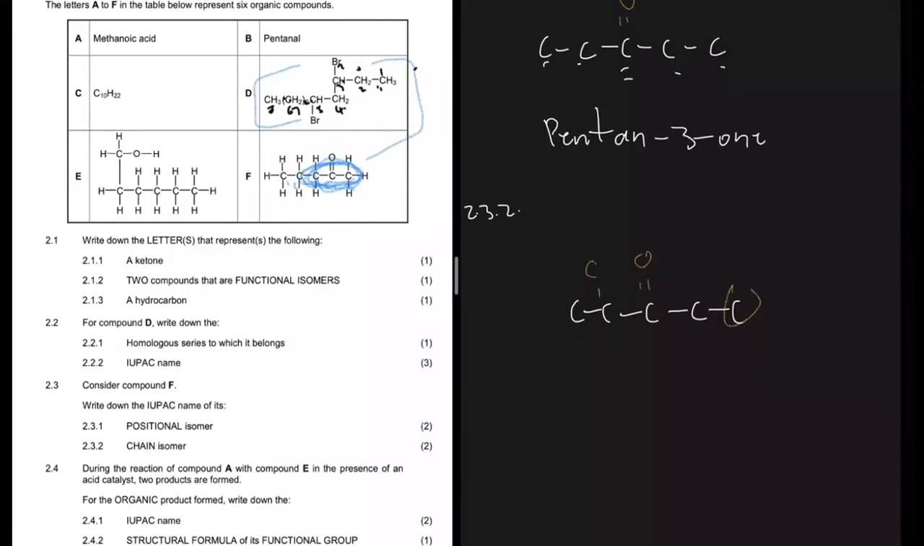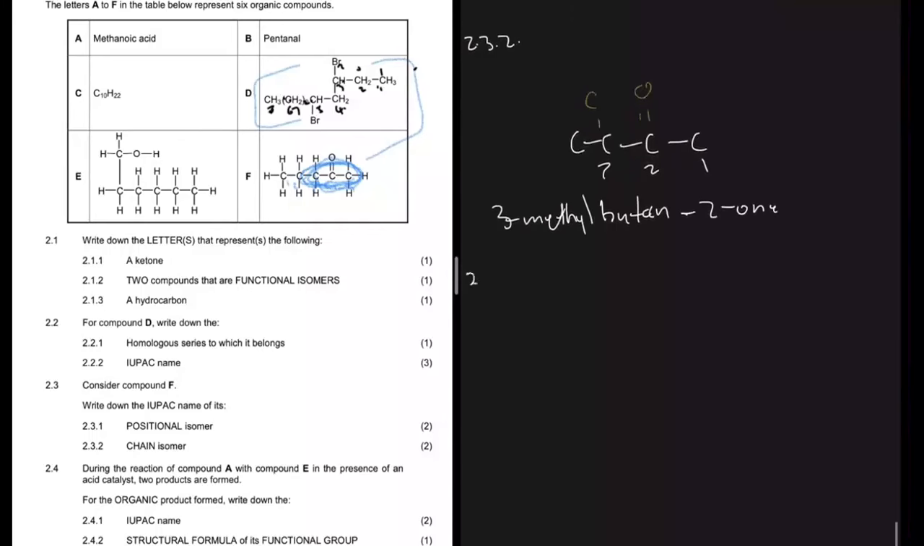Maybe there's another way that I'm not seeing, but as long as you play around with it, it has a different name and it still has the same molecular formula, then you're good to go. So in this instance, if this is what we are going to have, it's going to be butan-2-one, right? So if this is 1 and we're saying this is 2, then this is 3. So we're going to have 3-methylbutan-2-one, and that's a chain isomer for compound F.